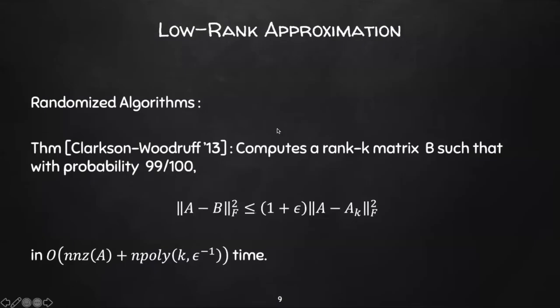Following a long line of work on randomized algorithms, in 2013, Clarkson and Woodruff showed that you can compute a rank k matrix B such that the distance between A and B in Frobenius norm is at most 1 plus epsilon times the distance between A and A sub k. And recall, this is the minimum possible distance. Further, we can compute such a low-rank approximation in time which is proportional to the sparsity of A, also known as the number of non-zero entries in A.